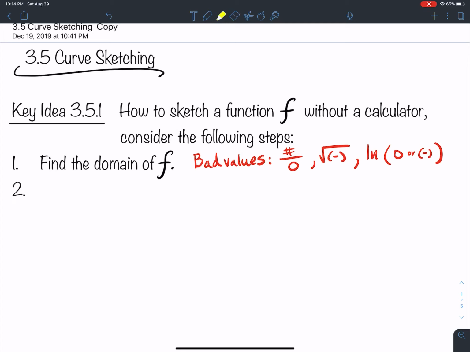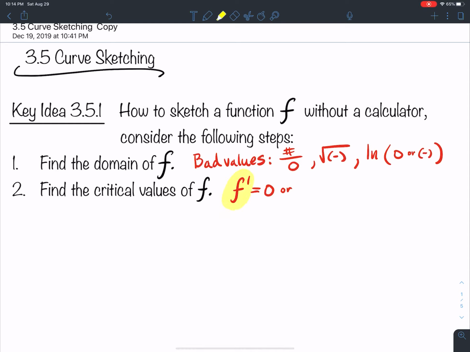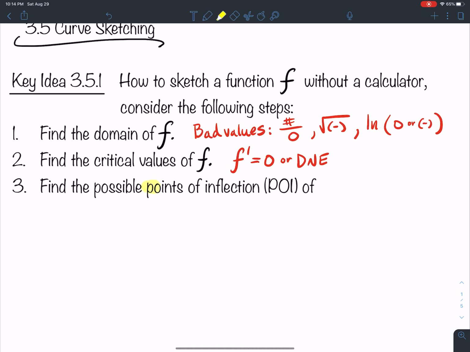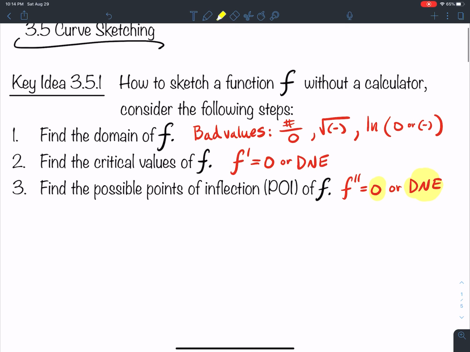All right, once you have the domain of your function f, step 2, find the critical values of f. How do I find critical values of f? I take the derivative of f, set it equal to 0, or where it does not exist, okay? Easy enough to find a list of the critical values. Once I have the critical values, then I want to find all possible points of inflection. And to find points of inflection, all I've got to do is set the second derivative equal to 0 or where it does not exist. And this will get me a list of all the possible points of inflection.